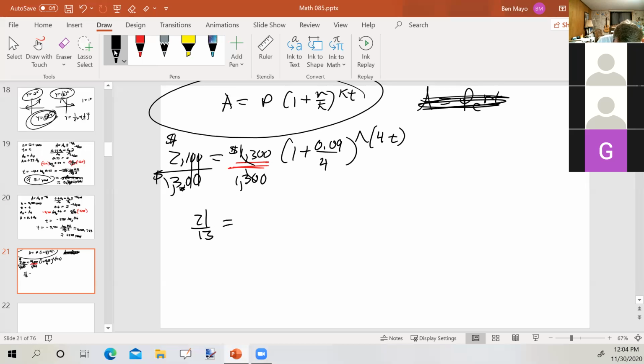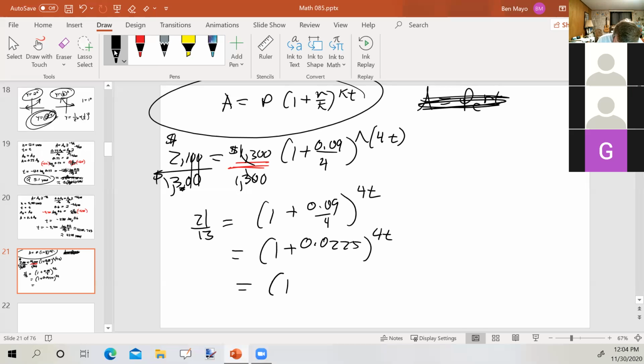21/13 equals 1 plus 0.09 over 4 raised to the 4t power. Okay. Now, I don't want to round off until the end, which is why I left it as 21/13, because that does not come out exact. But if I take 0.09 divided by 4, I get 0.0225, which I could then write as 1.0225 to the 4t power.